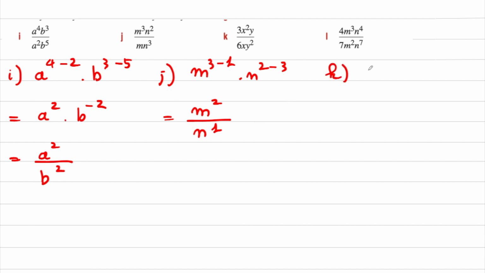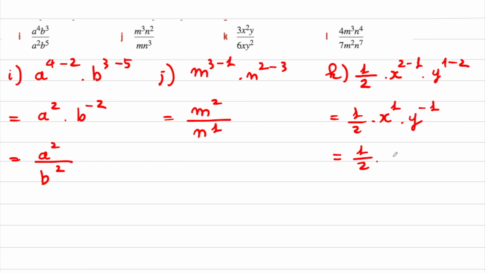For question K, you got 3 over 6. 3 over 6 after simplifying, you got 1 over 2. X, 2 minus 1 and y, 1 minus 2. And 1 over 2 here, x to the power of 1 and y to the power of minus 1. 1 over 2, here is x and this one is y. X over 2y here. That's question K.